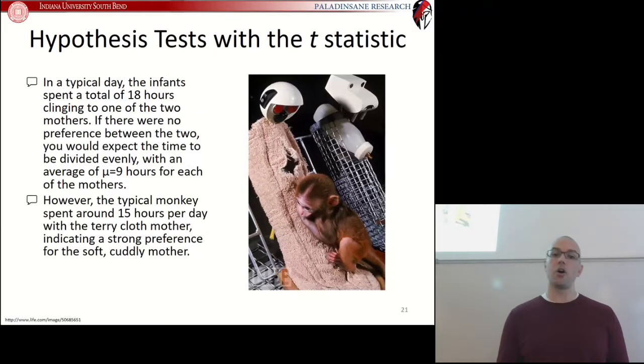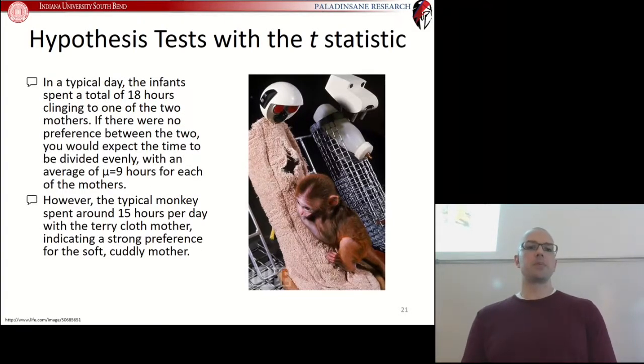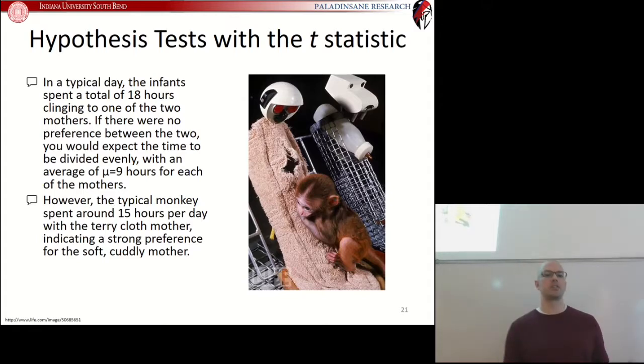In a typical day, the infant spent a total of 18 hours clinging to one of the two mothers. If there was no preference between the two, you would expect the time to be divided evenly with an average of 9 hours for each of the mothers. However, the typical monkey spent around 15 hours per day with the terry cloth mother, indicating a strong preference for the soft, cuddly mother.